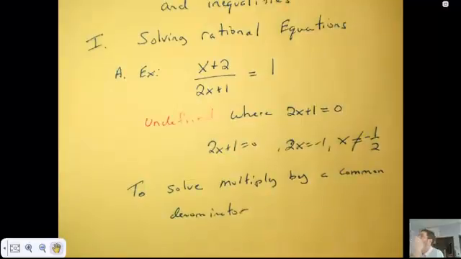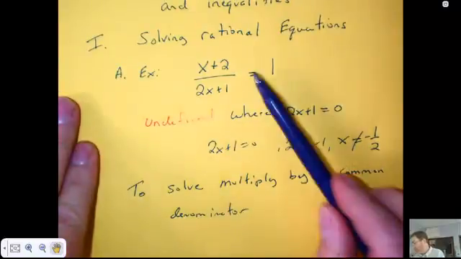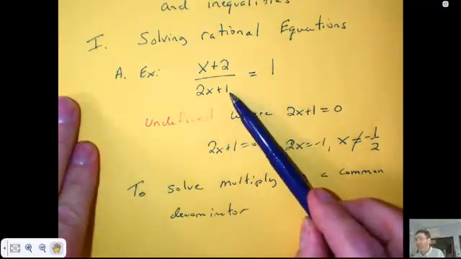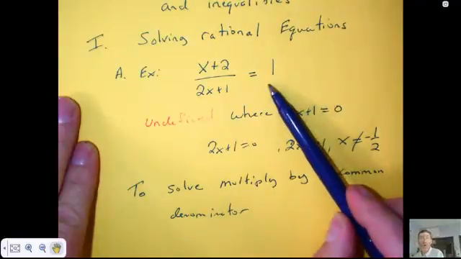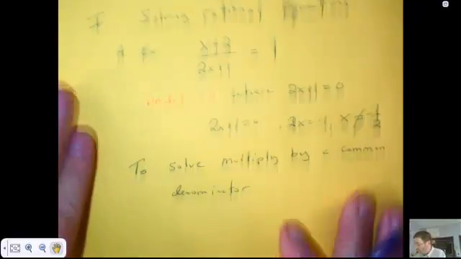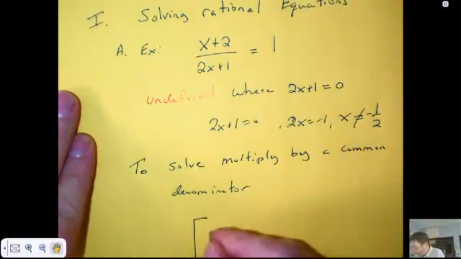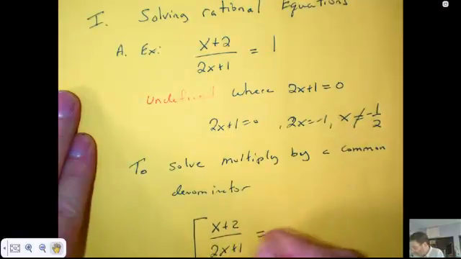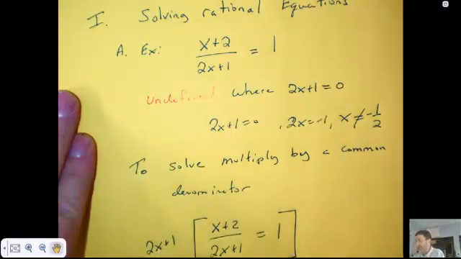So looking at this particular question, what would be my common denominator? I have to look on both sides, right? So my denominator on the left would be 2x plus 1. What's the denominator on the right? Just 1, right? So the common one would be 2x plus 1. So I'm going to take the whole equation, both sides, times 2x plus 1. Right, so I take every single term by that.